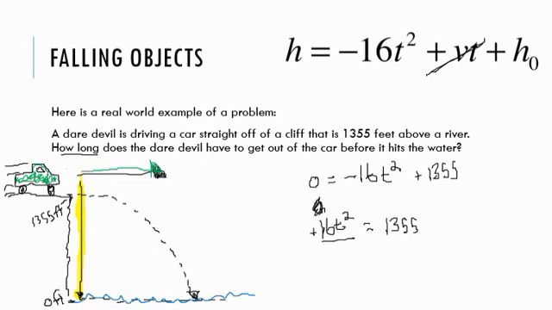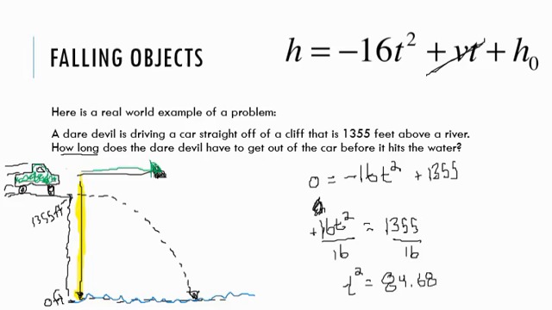I'm going to divide each side by 16. When I do that, 1355 divided by 16 is going to give me 84 and 6800ths. So t squared equals 84.68.